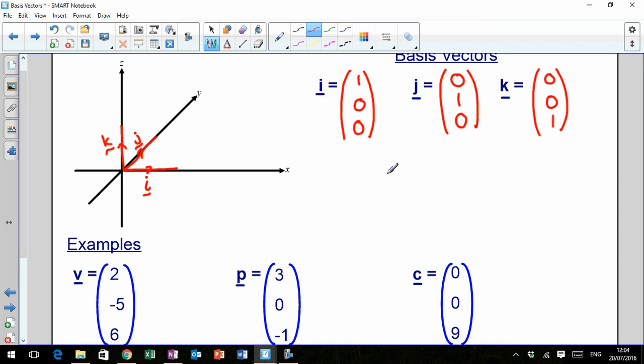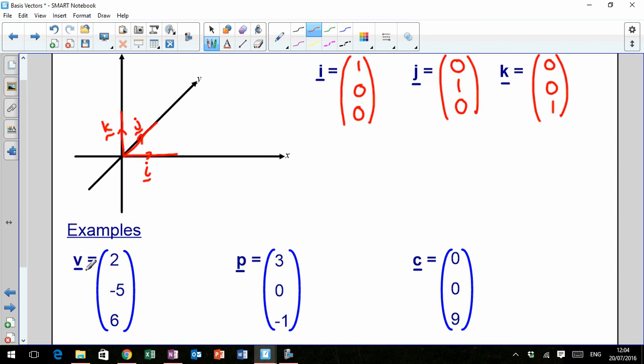Okay, so I've got 3 examples for you. For v, it's 2, negative 5, 6. So it goes 2 along the x-axis, it goes 5 back along the y-axis, and then it goes 6 up the z-axis. Okay, so what that means is if it goes 2 along the x-axis, that means it does 2 i's. If it goes 5 back along the y-axis, it means it's going negative 5 j's. It goes negative 5 j vectors, and then you've got another 6 k vectors involved there.